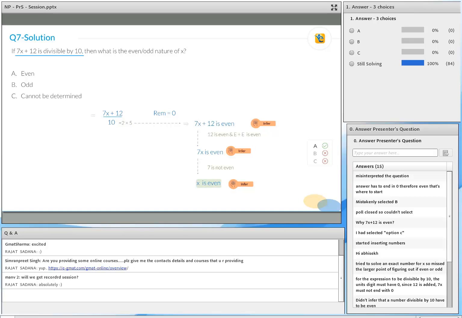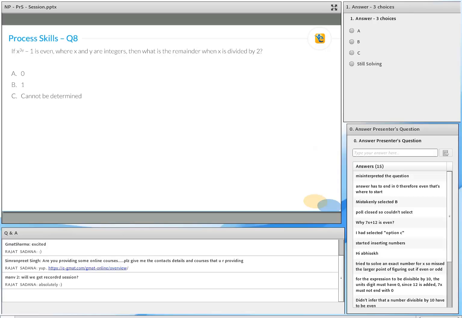So two more process skill questions left for even odd, and then we'll discuss the three GMAT-like questions on even odd.